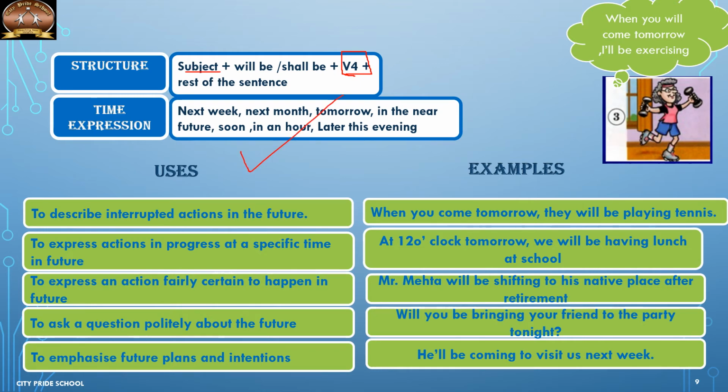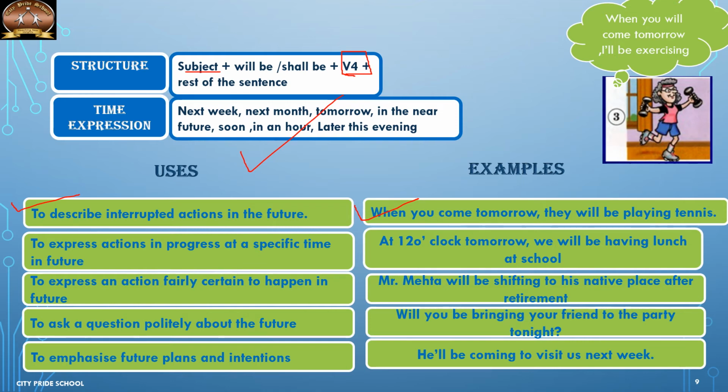Then the uses. Along with the uses, I have listed an example for each use so that it is easy for all of you to comprehend. To describe interrupted actions in the future: when you come tomorrow, they will be playing tennis.